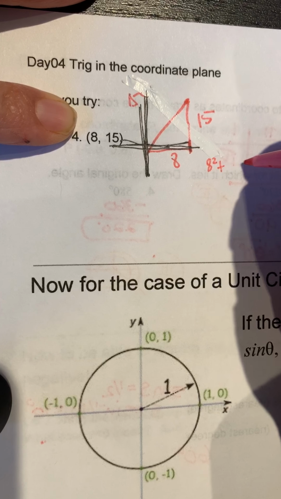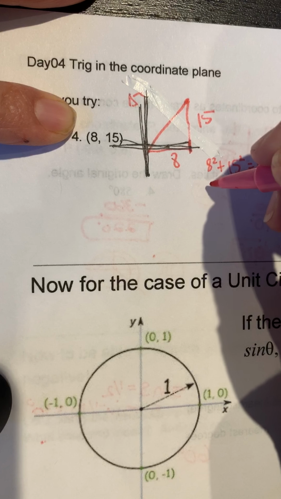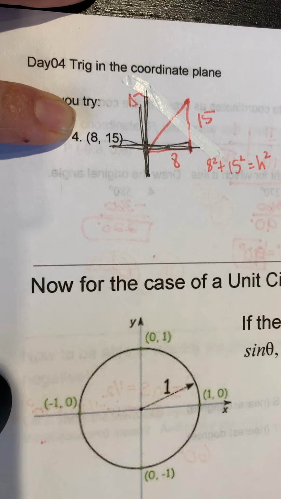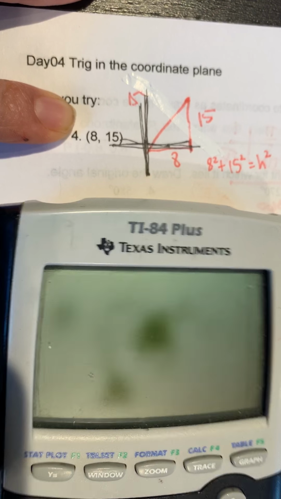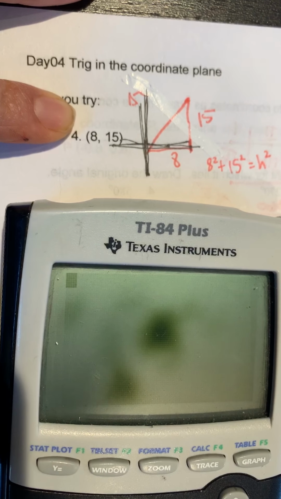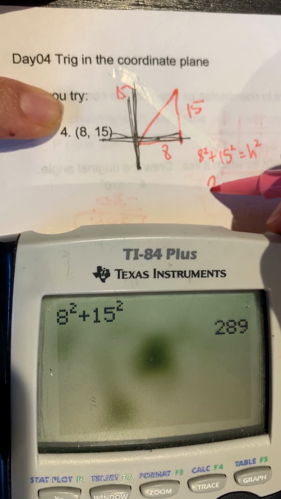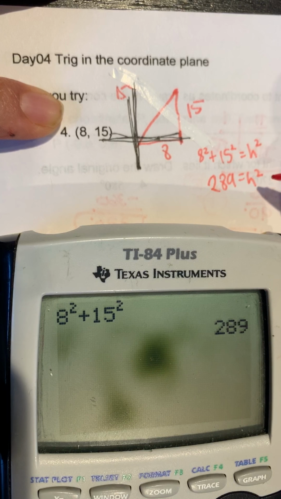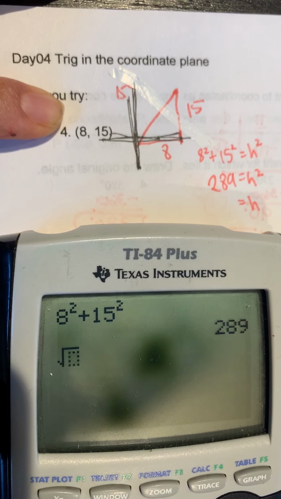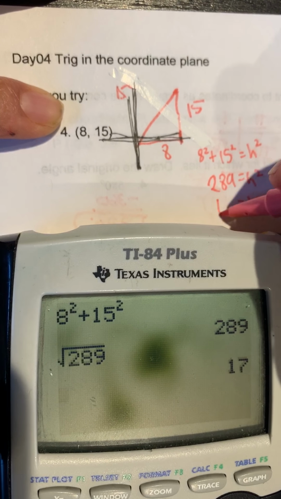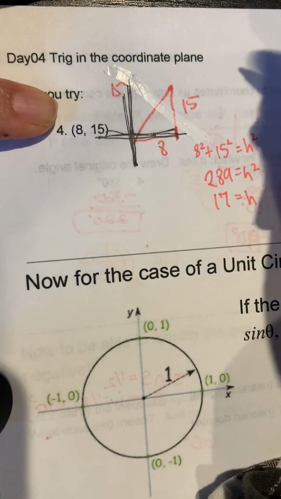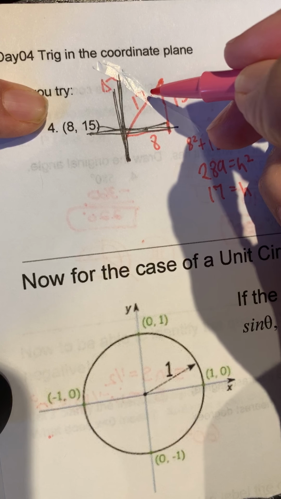So 8 squared plus 15 squared equals h squared. You can type that whole thing in just to show you how easy that is to do. You can just type in 8 squared plus 15 squared equals 289. So then h is equal to, I believe, 17. Square root of 289. It is 17. So I go, okay, now I know my radius, hypotenuse, is 17.